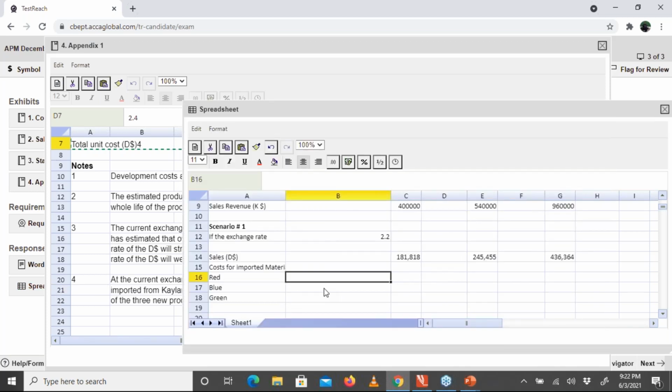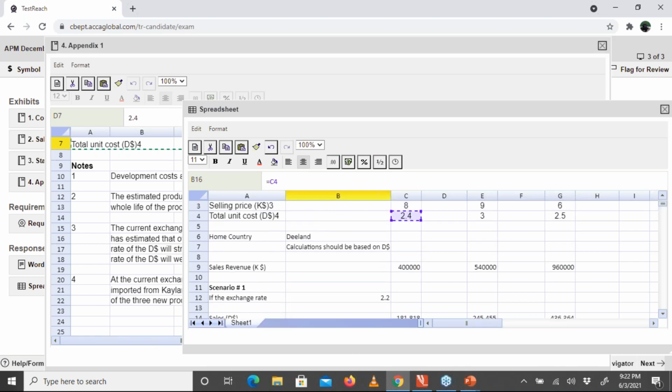So what are you going to do? You're going to say this is equivalent to this, the total unit cost. I repeat, this is the total unit cost in terms of what? In terms of D dollar.